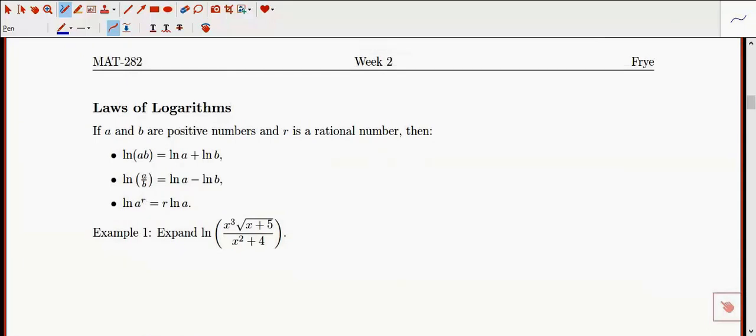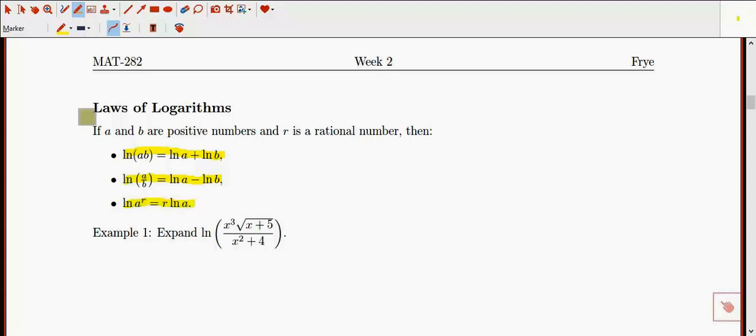Using the definition of ln of x as an integral and the properties of integrals, we can derive the following laws of logarithms. If a and b are positive numbers and r is a rational number, then ln of a times b equals ln of a plus ln of b. Ln of a over b equals ln of a minus ln of b. And ln of a to the r power, we can take the power out, equals r times ln of a.